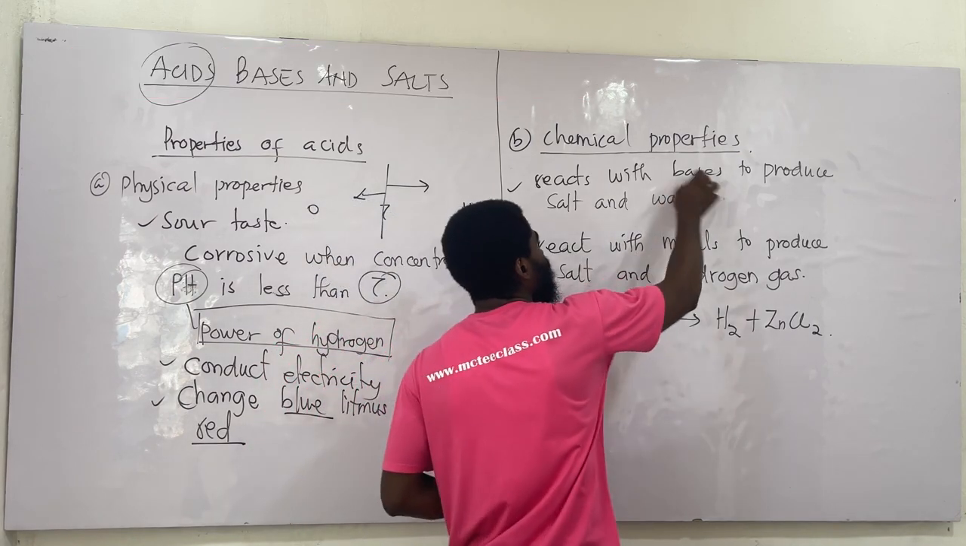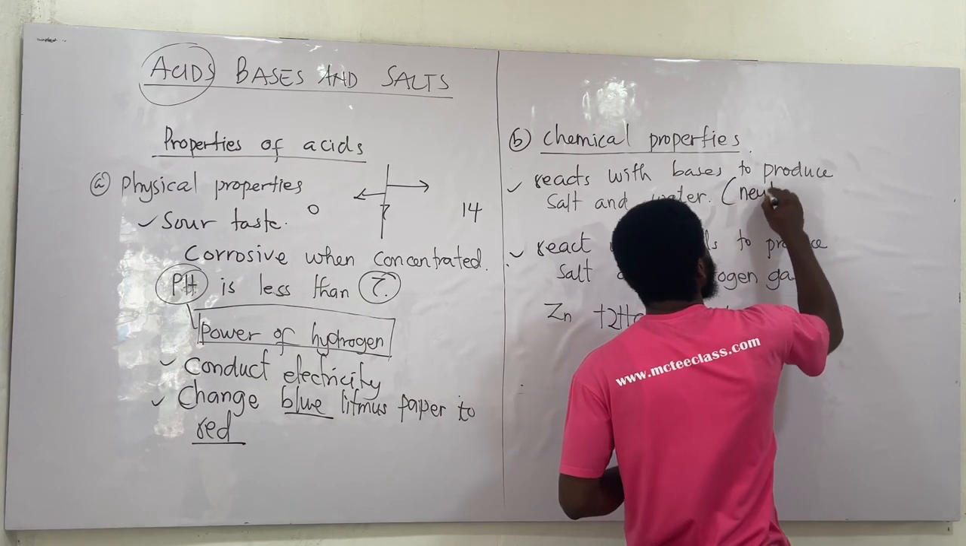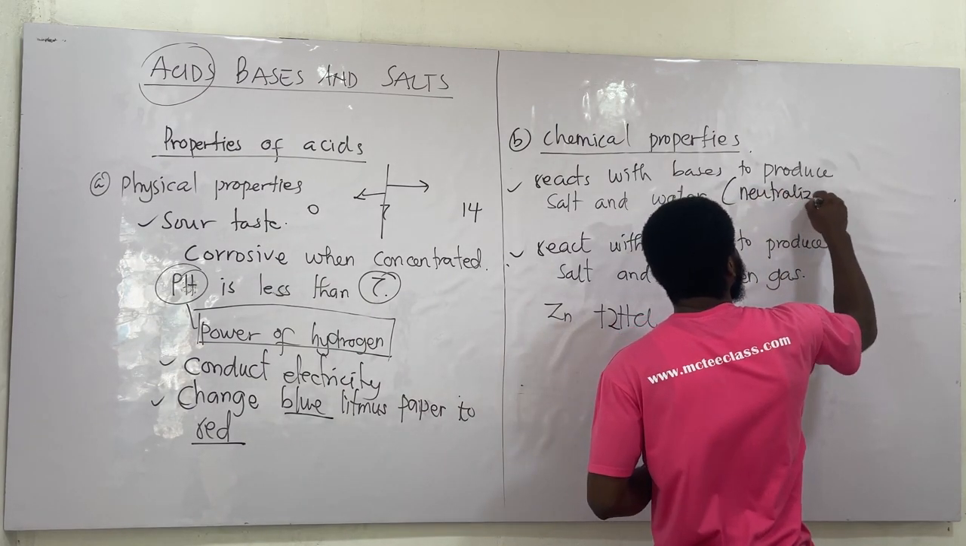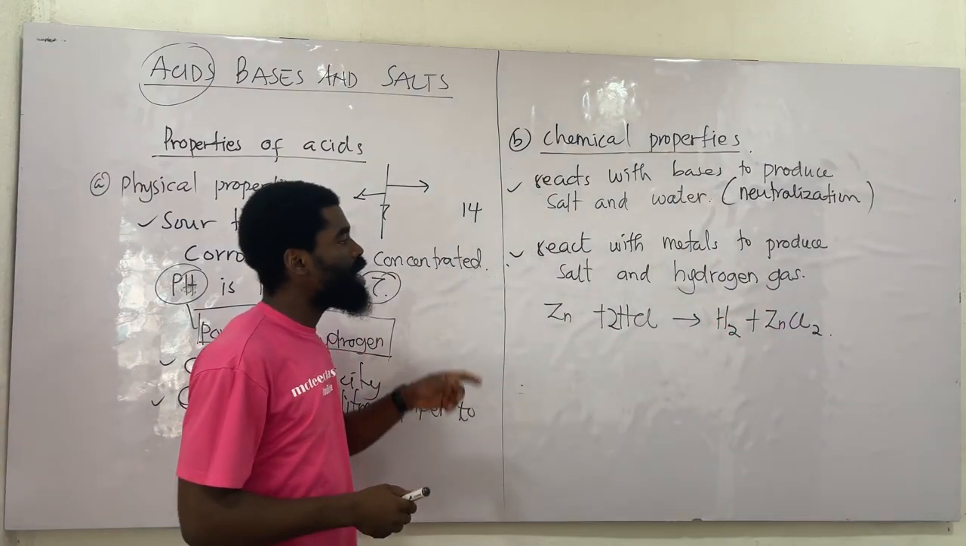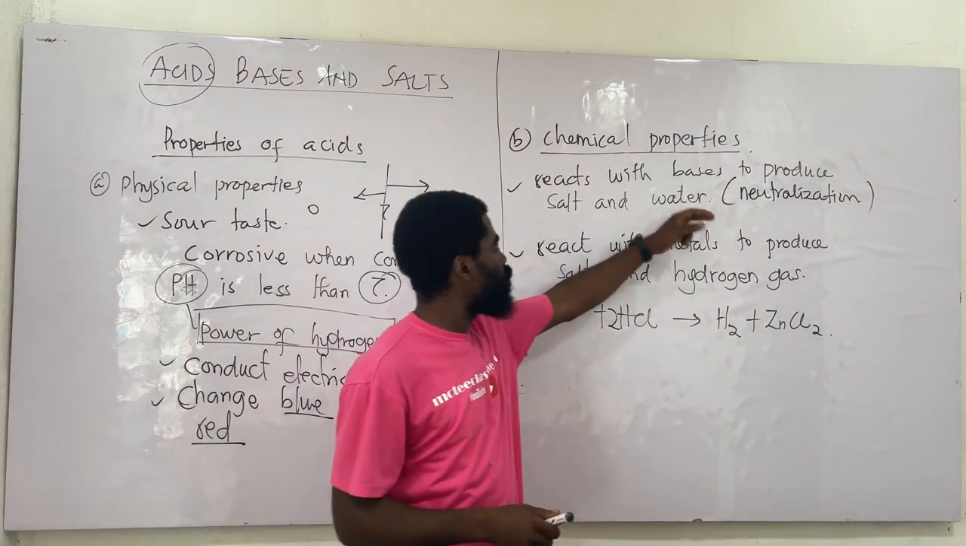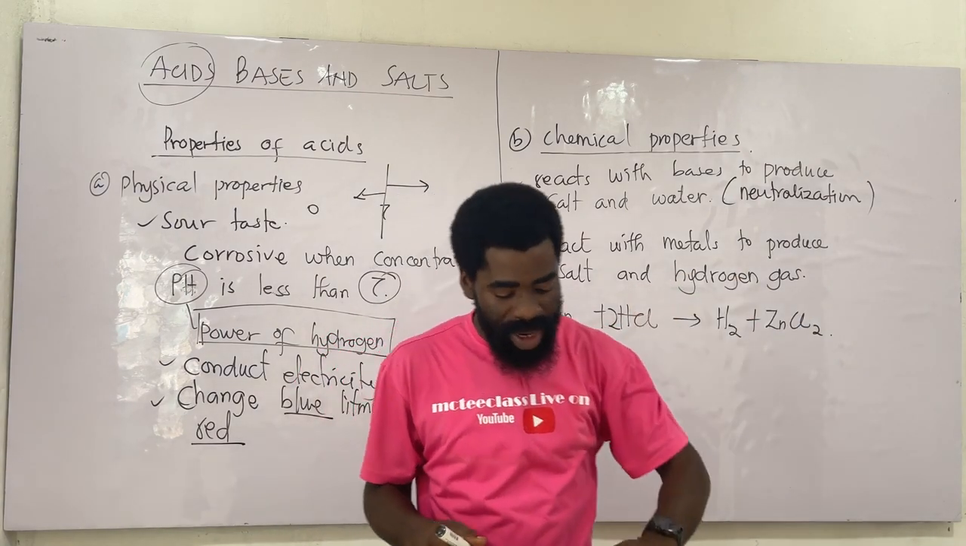Acid reacts with bases to form salt and water. I said that reaction is called what? A neutralization reaction. So that's neutralization. Then acid will also react with metals to produce salt and hydrogen gas. Now these same acids will react with what?